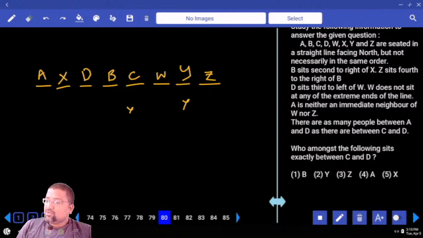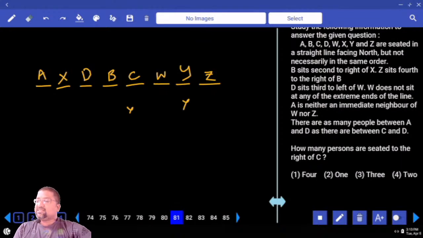80. Who amongst the following sits exactly between C and D? B, first option. Next, how many persons are seated to the right of C? 3.